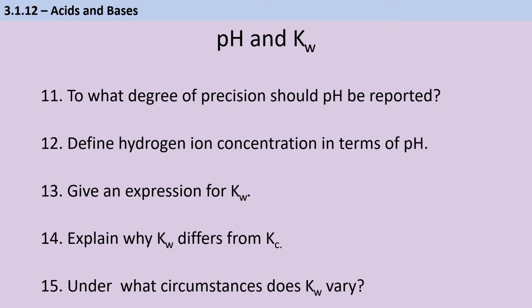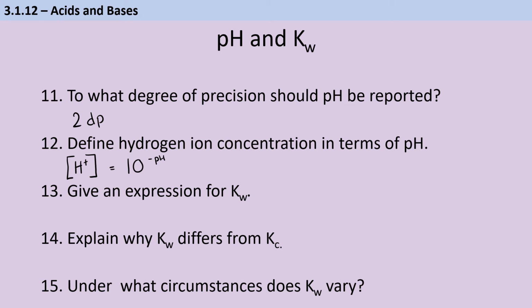Conventionally, in A-level chemistry, we always express pH to 2 decimal places. If we wanted to do the reverse operation and define hydrogen ion concentration in terms of pH, then we do 10 to the power of the negative pH.